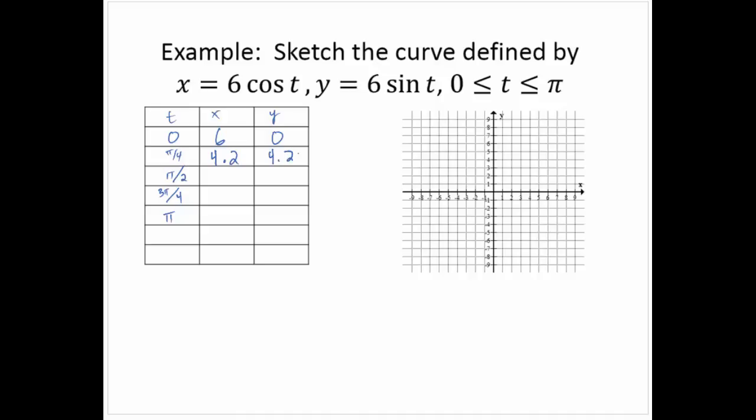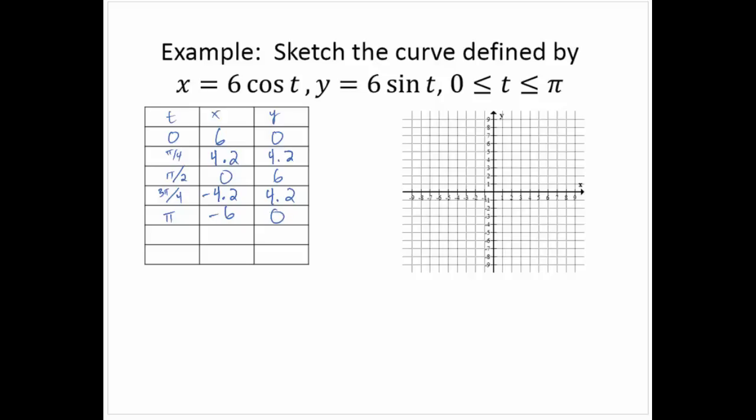Pi over 2, the cosine is 0. So 6 times 0 is 0. The sine is positive 1. So 6 times 1 is 6. 3 pi over 4, the cosine is negative root 2 over 2, so that would be about negative 0.7. So this would be a negative 4.2. The sine of 3 pi over 4 is positive 0.7, and so that would be, again, 4.2. And at pi, the cosine of pi is negative 1, so 6 times negative 1 is negative 6. And the sine of pi is 0, so 6 times 0 is 0.